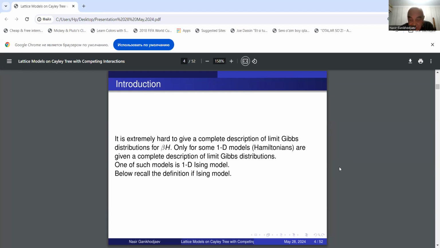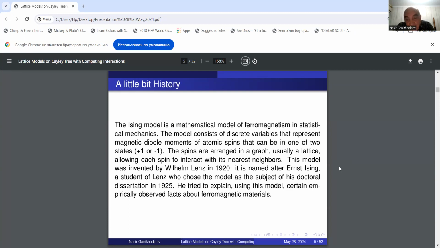Now, first of all, some definitions and the Ising model. The Ising model is a mathematical model of ferromagnetism in statistical mechanics. The model consists of discrete variables that represent magnetic dipole moments of atomic spins that can be in one of two states, +1 or -1, or spin up and spin down. The spins are arranged in a graph, usually a lattice, allowing each spin to interact with its nearest neighbors. This is the simplest model, when we consider only interaction of nearest neighbors.